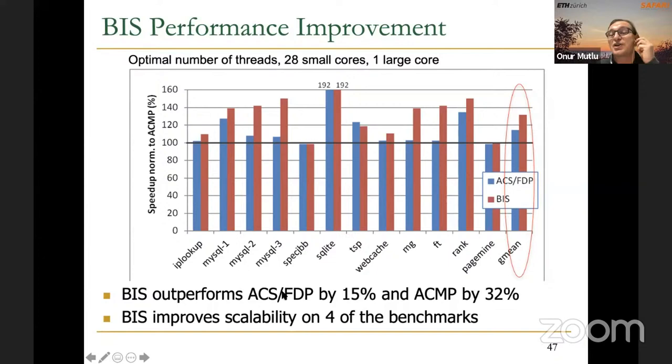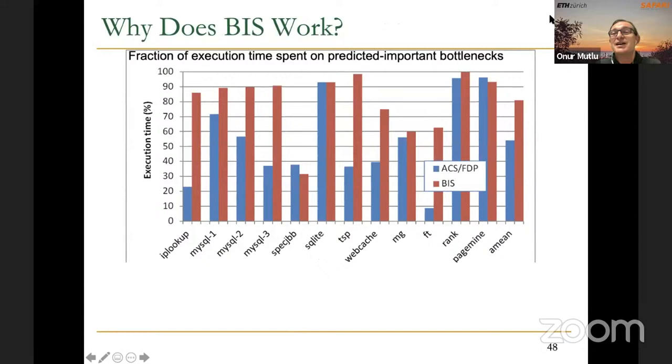BIS also improves scalability on four of the benchmarks. So scalability improves with bottleneck acceleration as well. Now let's take a look at this interesting question. Okay, there's a question. Go ahead, please.